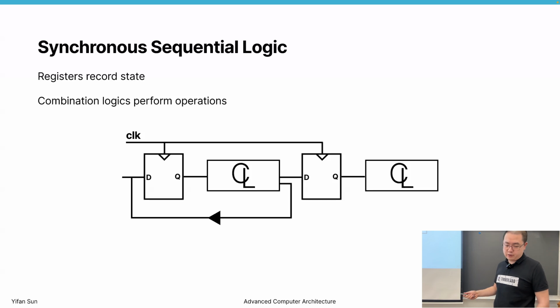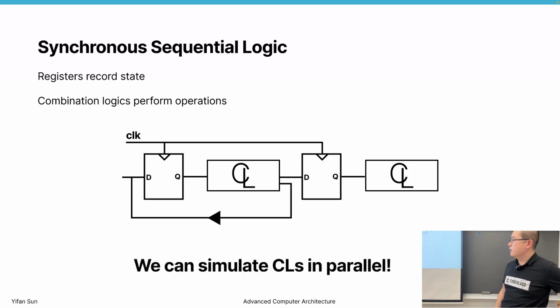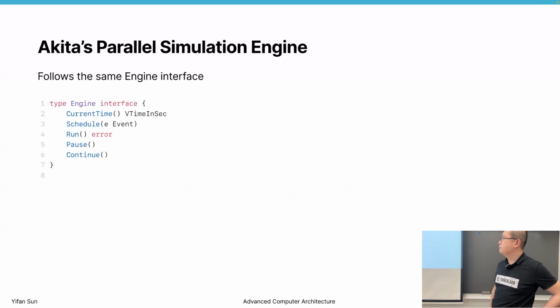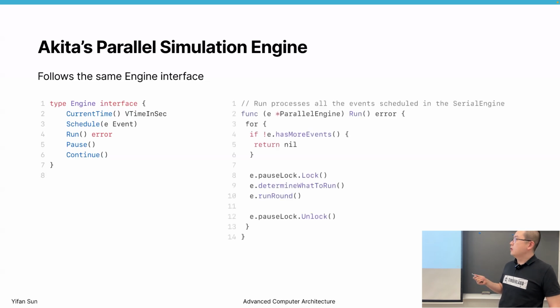Let's see how we support parallel simulation in Akita. Remember, we have an engine, and each engine has these five functions implemented. We want our parallel engine to follow the same interface, so it still only has these five methods.